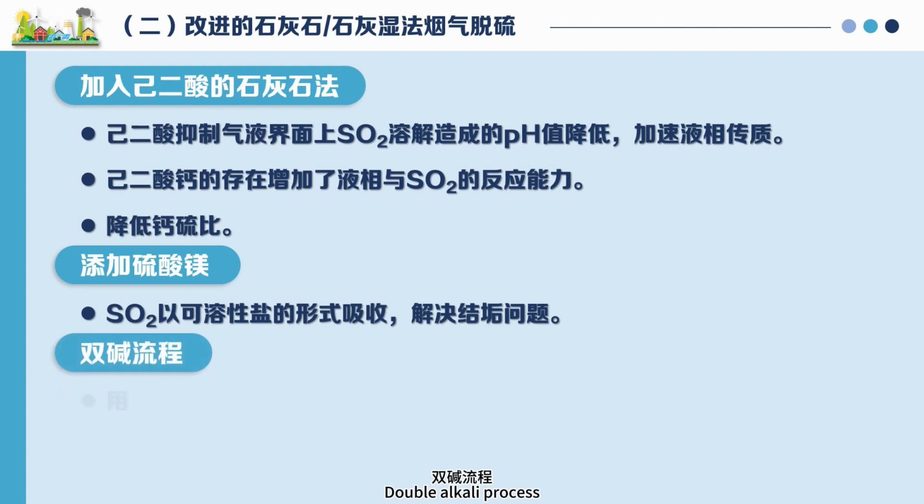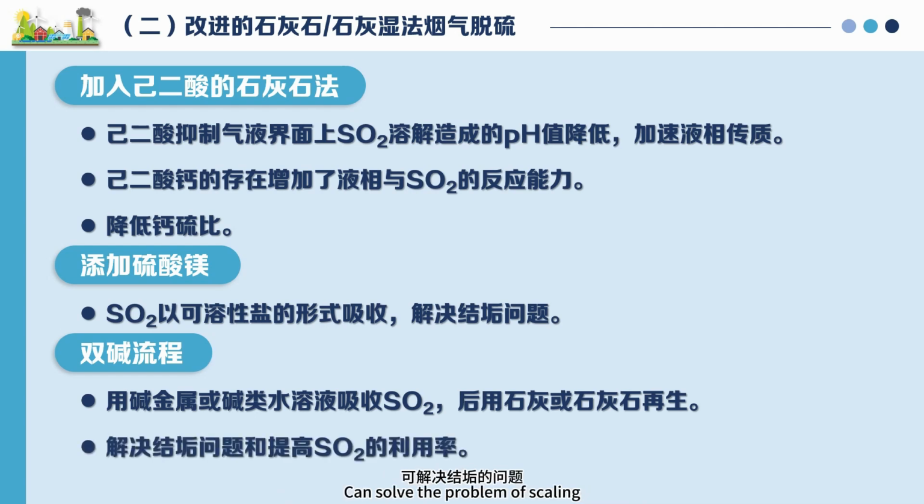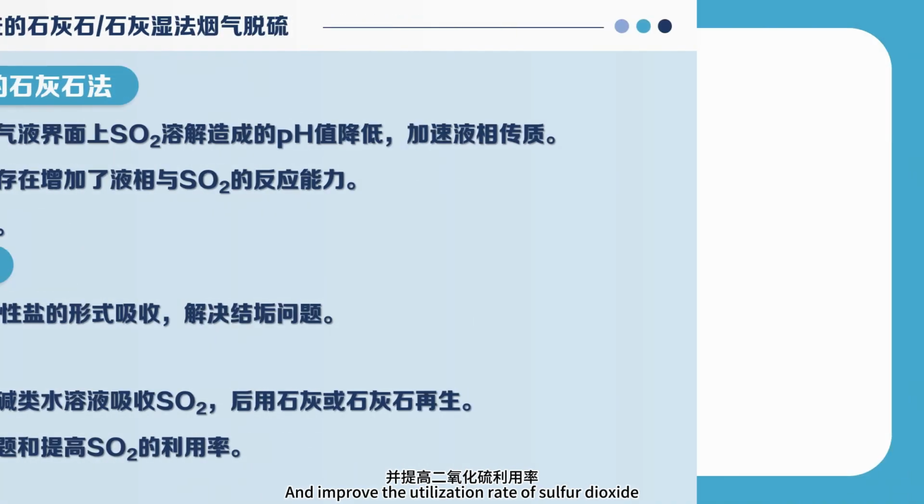Double alkali process. First, absorb sulfur dioxide with an alkaline metal or alkaline aqueous solution. Afterwards, use lime or limestone for regeneration. This can solve the problem of scaling, and improve the utilization rate of sulfur dioxide.